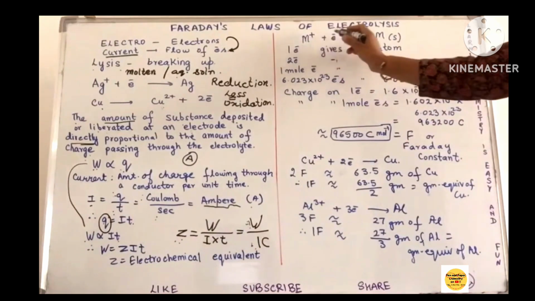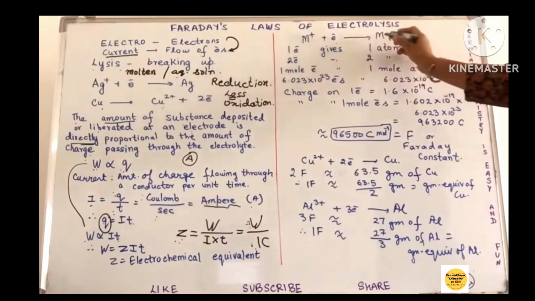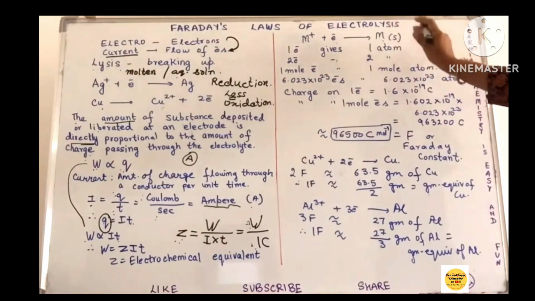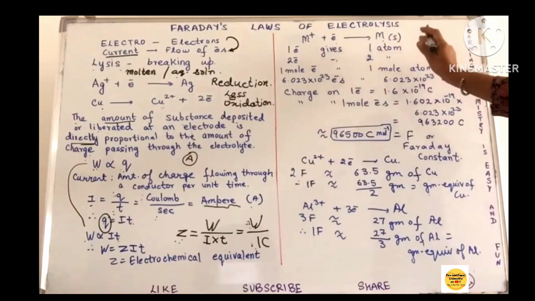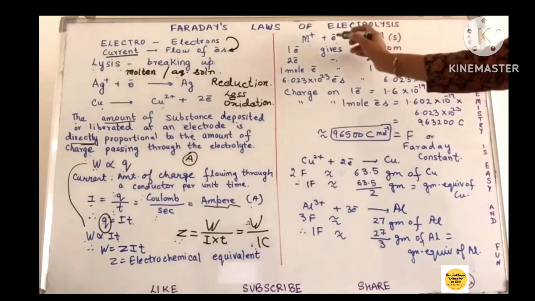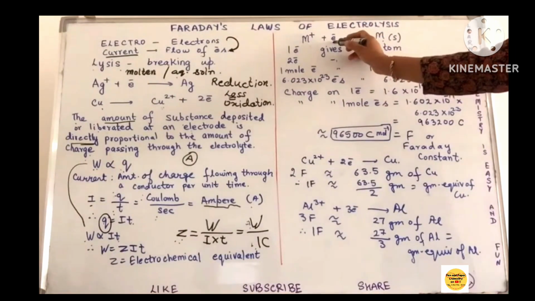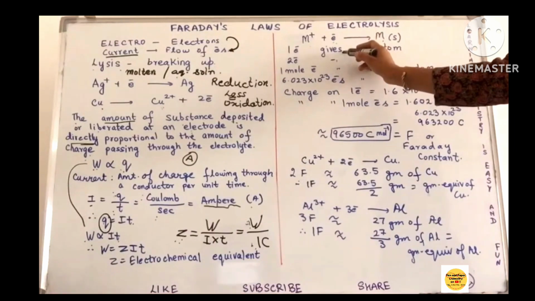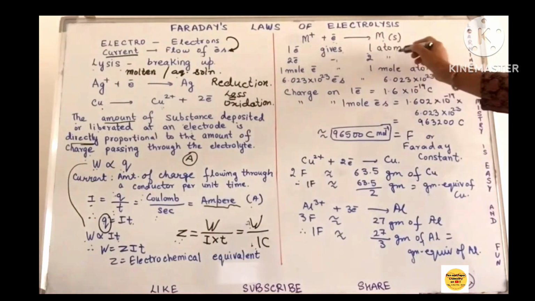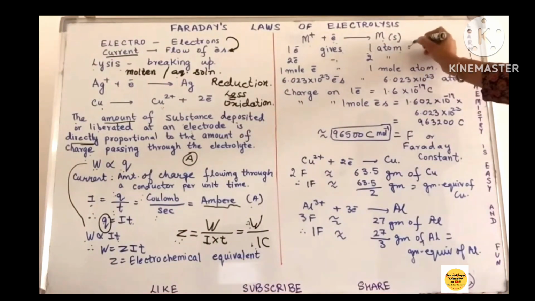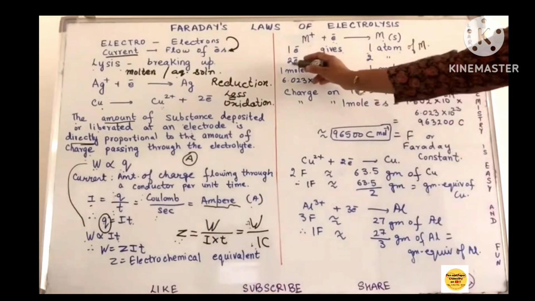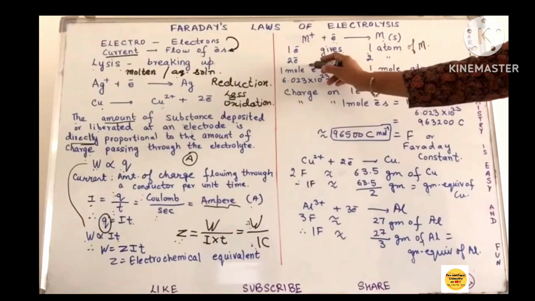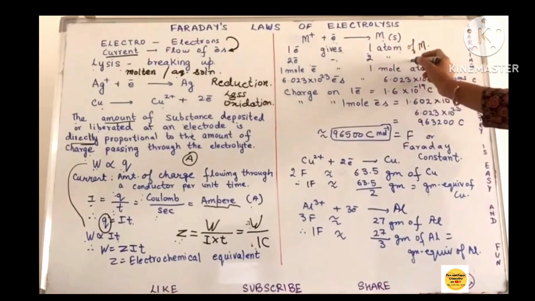M positive gains an electron to form M solid. Now this is any random form of element that I am taking as a general representation. In other words, if there is 1 electron being passed through the solution, I am getting 1 atom of M. Right? What if I pass 2 electrons? Yes, I'll get 2 atoms of M.